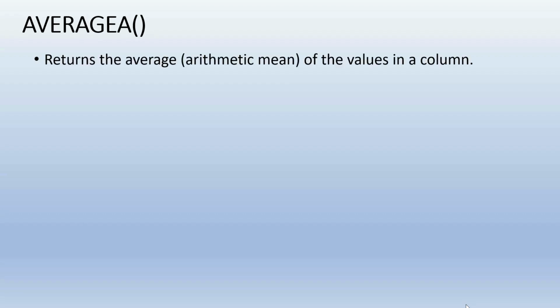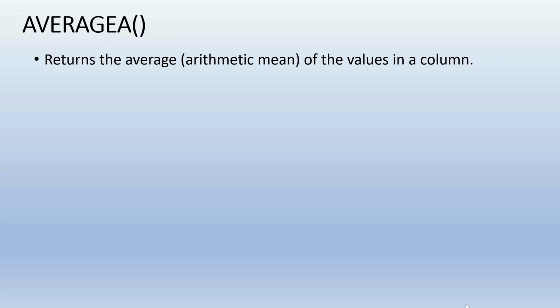Now the next function is AVERAGEA. As the name suggests, AVERAGEA returns the arithmetic mean, or the average, of the values in a column. But the AVERAGE function is also doing the same thing. Now what's the difference between the AVERAGE function and the AVERAGEA function? If Microsoft or Power BI has released two different functions, then there should be some kind of difference, right?